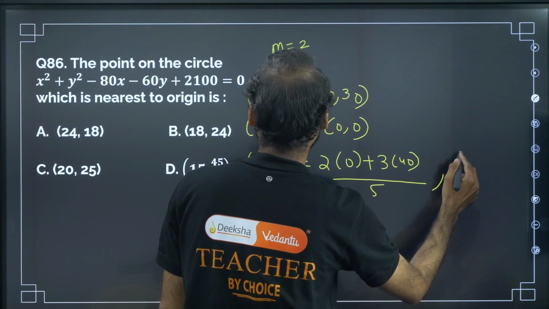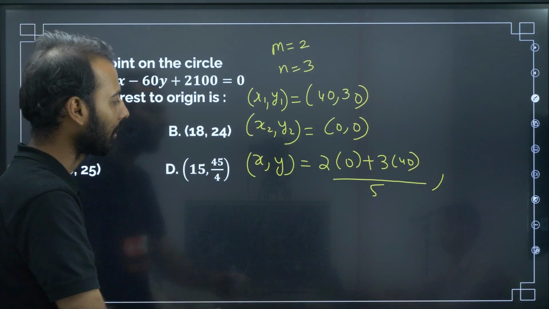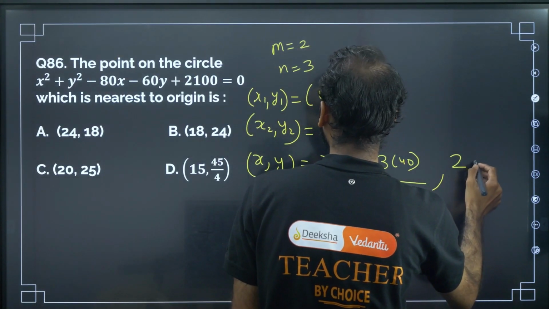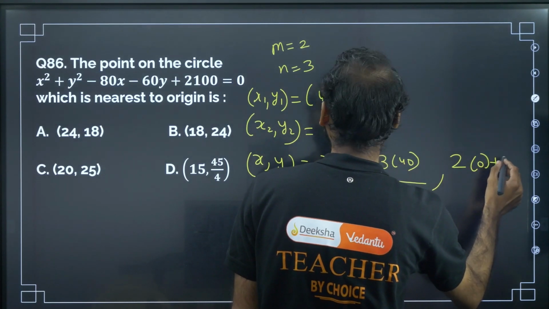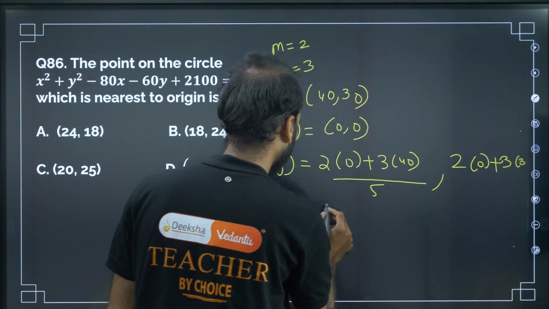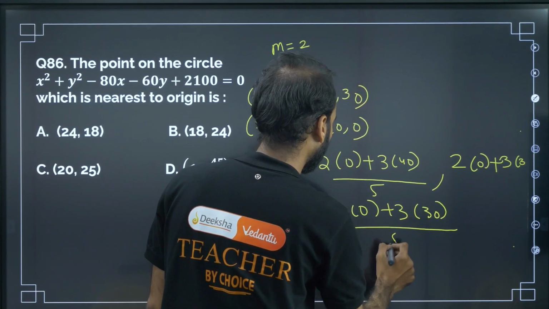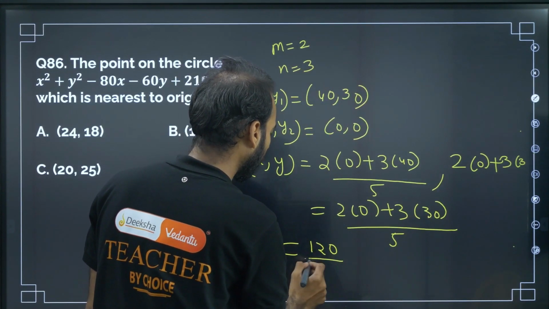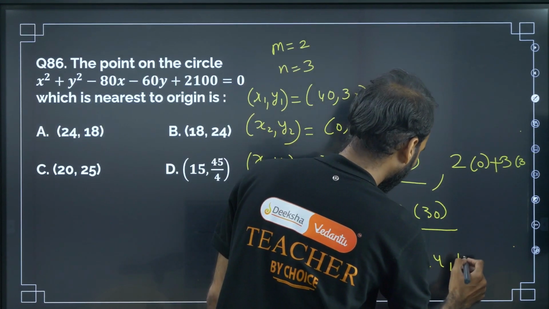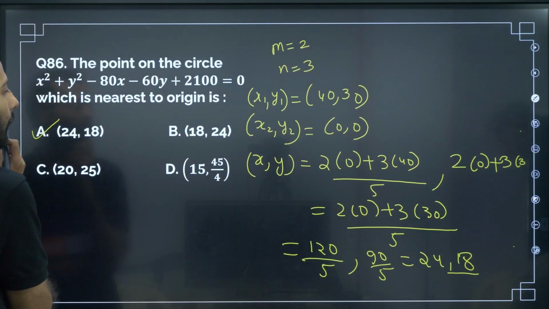So for section formula, x comma y is equal to mx2 plus nx1 by m plus n, in the previous slide I have written. I am just using that section formula to get it. So you try to relate it with that. my2 plus ny1: 2 times 20 plus 3 times 30 by m plus n. So 120 by 5 and 90 by 5. So you will get 24 by 18. Is there any answer like this? A is the answer. So nearest from the origin is this.